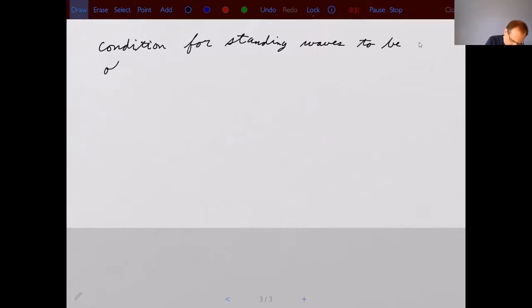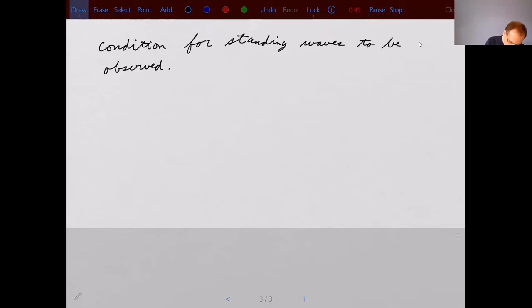Okay, so now I need to talk a little bit about the conditions for standing waves to be observed and how you're going to actually perform some of these calculations. Let's say we have a standing wave on a string, and let's say we're observing 2 loops.